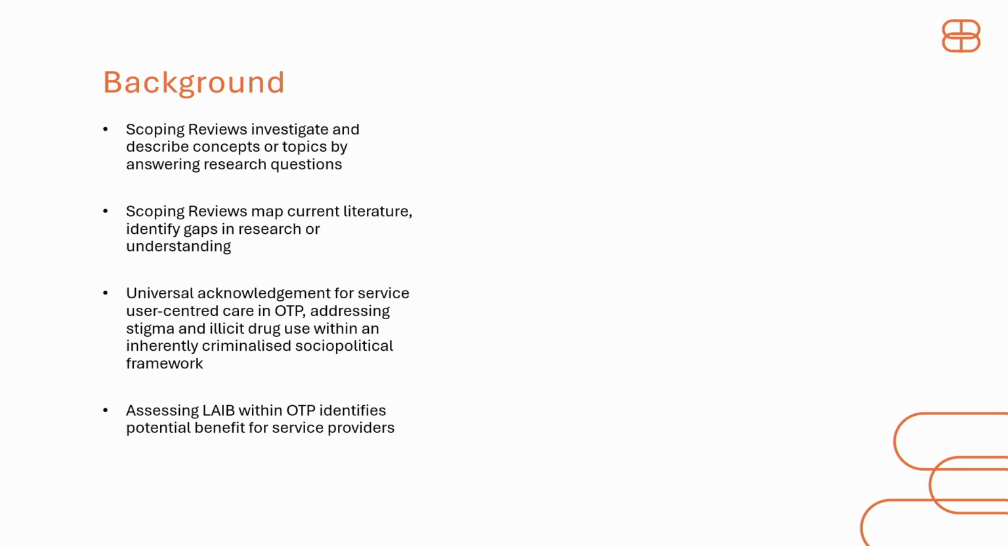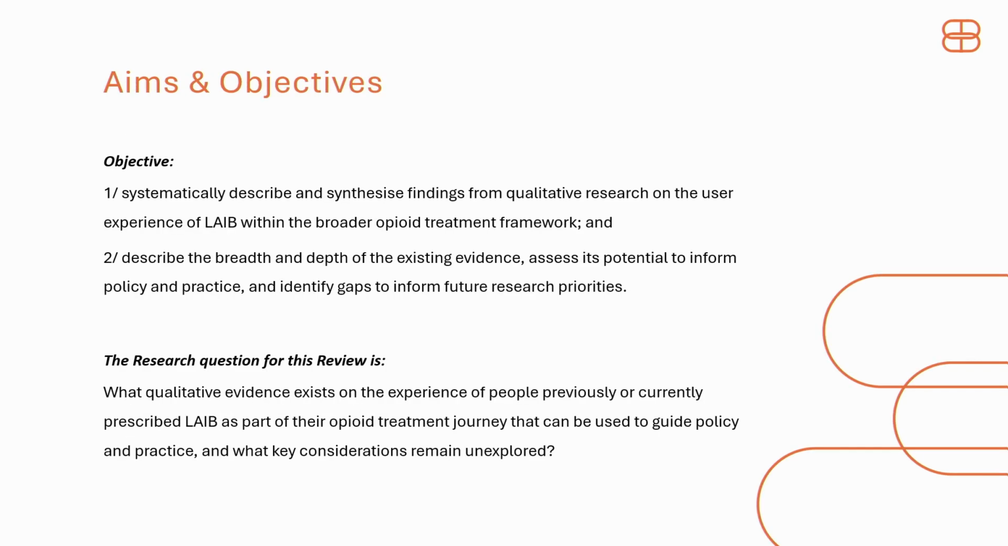Scoping reviews are a useful approach, and they're designed to provide a comprehensive picture of the available evidence using structured, identifiable methods to answer a research question and reach a position in describing next steps. In the social science literature around OTP, user-centered care is a non-negotiable construct. So assessing the emerging options of LAIB provides benefit for service users and service providers through an analysis of treatment approaches, service user goals within a public health policy and practices, and OTP itself.